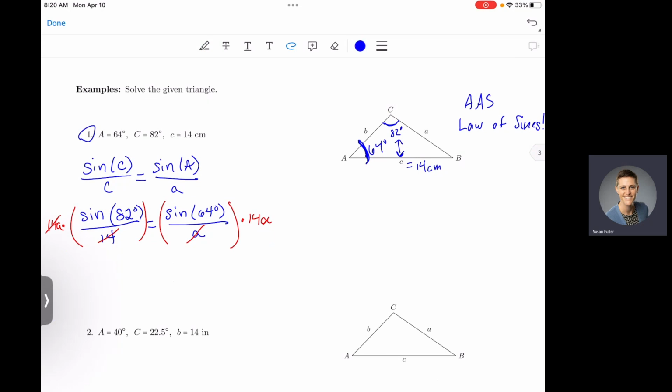And so when I do that, I'm going to get that A times the sine of 82 degrees is equal to 14 times the sine of 64 degrees. And I'm trying to solve for A here. That's my goal. And so to get to A, I'm going to divide both sides here by the sine of 82 degrees. So what that means is these are going to cancel, and A is equal to 14 times the sine of 64 degrees divided by the sine of 82 degrees.